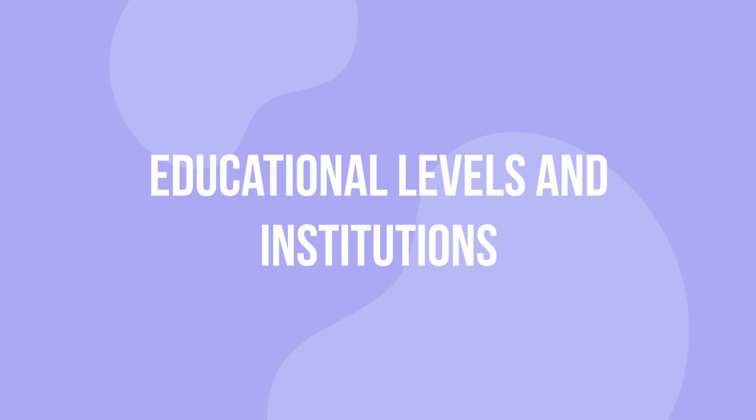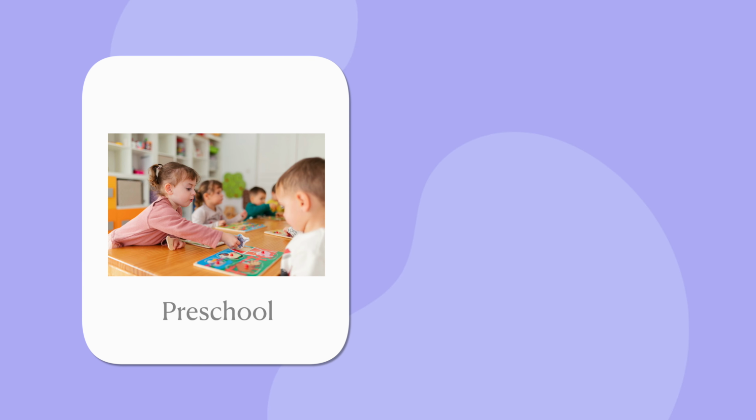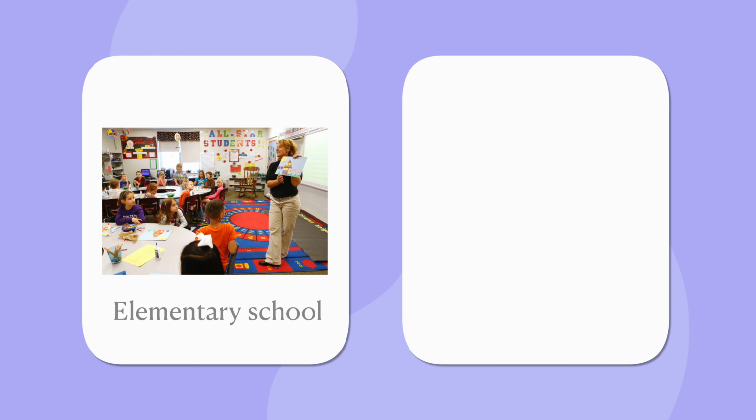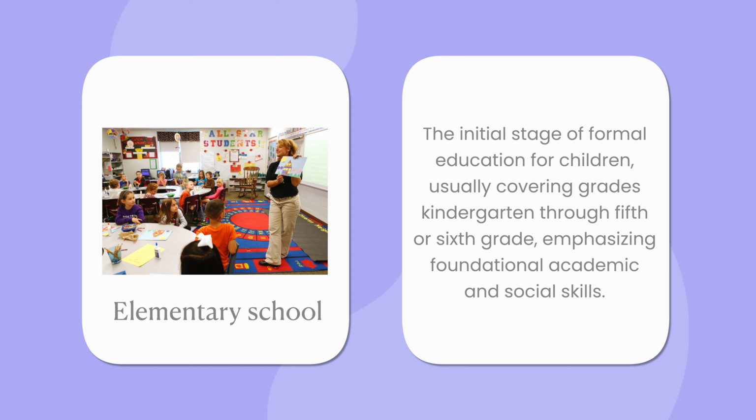Educational levels and institutions. Preschool. Early childhood education for children typically aged 3 to 5 years old, focusing on socialization, play-based learning, and basic skills development. Elementary school. The initial stage of formal education for children, usually covering grades kindergarten through 5th or 6th grade, emphasizing foundational academic and social skills.